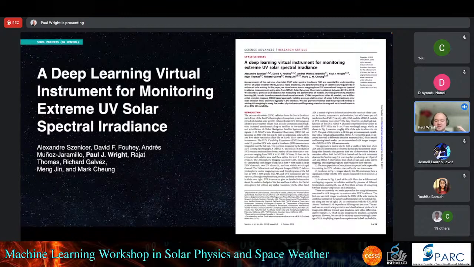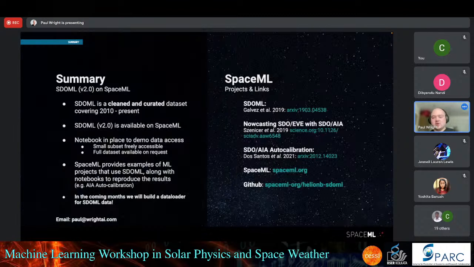You need the calibrated data. So what we will be able to do is provide a live dashboard of synthetic EVE observations based on live SDO-ML auto-calibrated data.